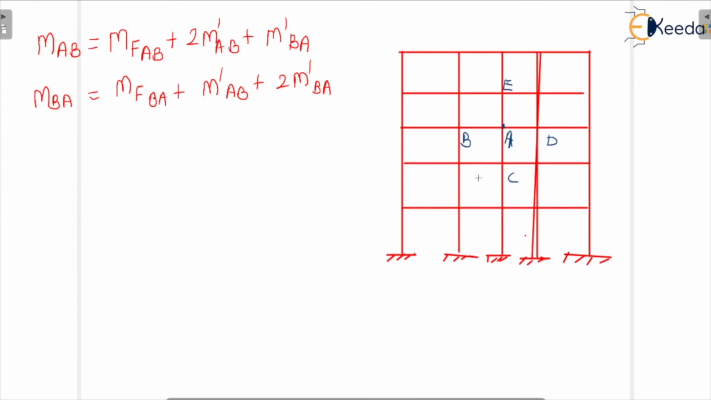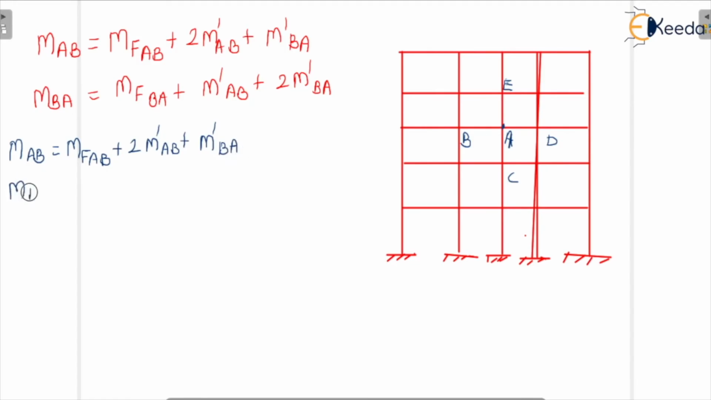So we can write, as per above equations, a few moment equations, that is M of AB, M of AC, M of AD, M of AE. So we can write the equations as M of AB. How will we write the equation? That is MF of AB plus 2M dash of AB plus M dash of BA.